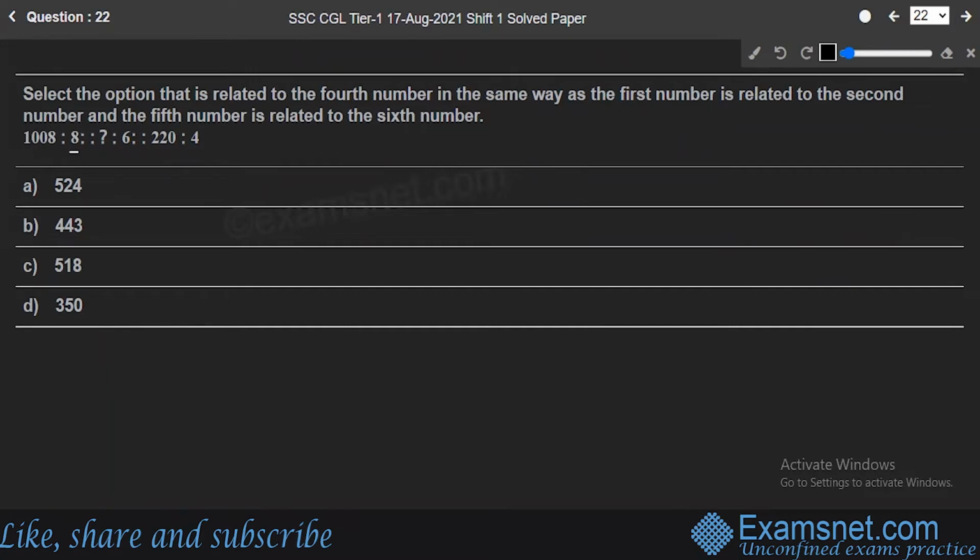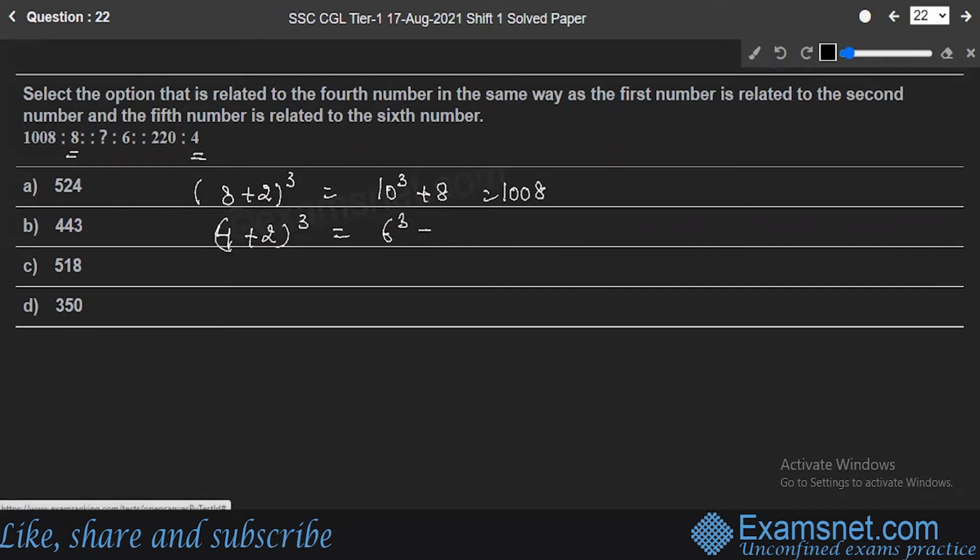This is the number 8. The logic in this one is 8 plus 2, which gives you 10. 10 cube gives you 1000. If I add 8 to it, I get 1008. Let's check with the third one. 4 plus 2 gives you 6 cube, plus 4, because we have the number 4. So what is 6 cube? 6 cube is 216, plus 4 gives you 220.